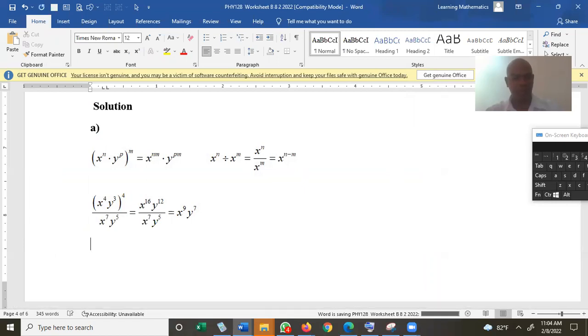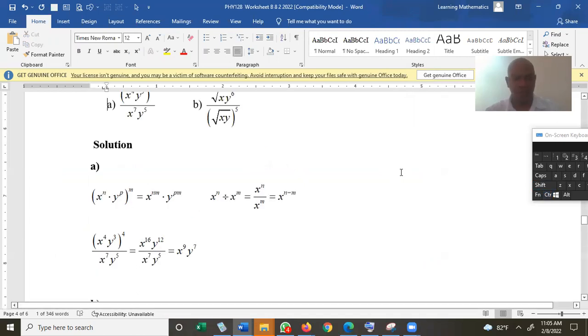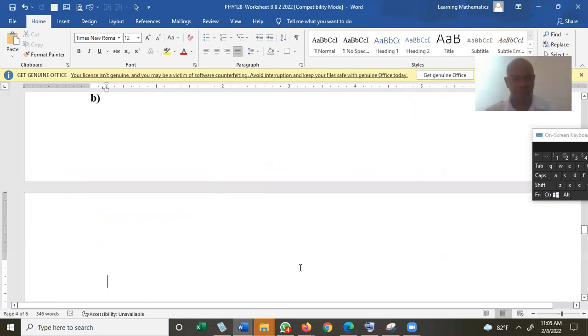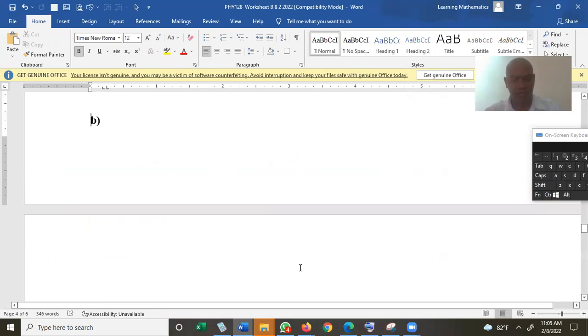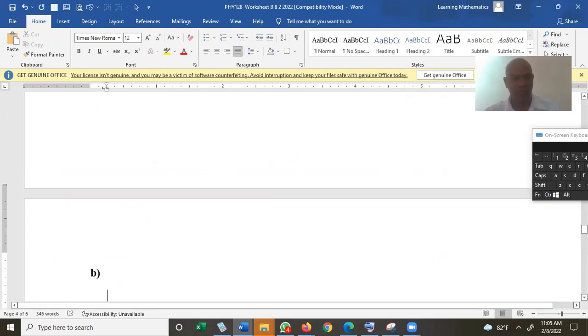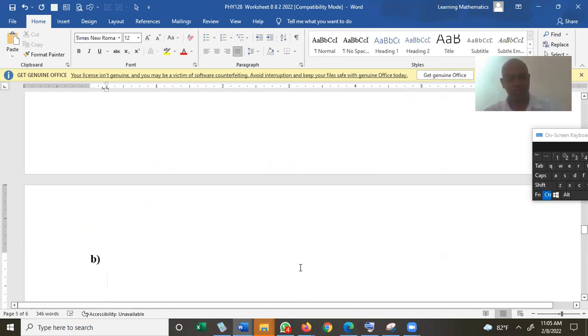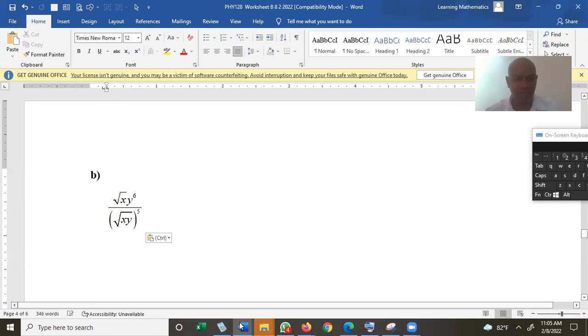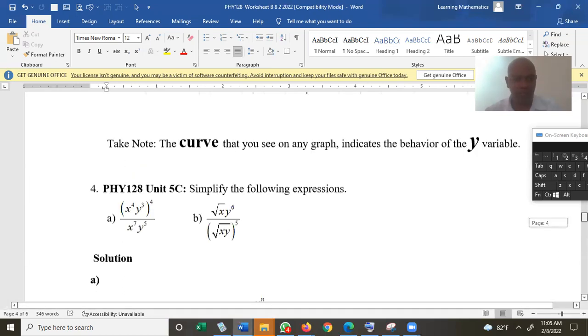Part B. In part B, you have the radical signs present, which requires further analysis and explanation. But this is the solution for part E.